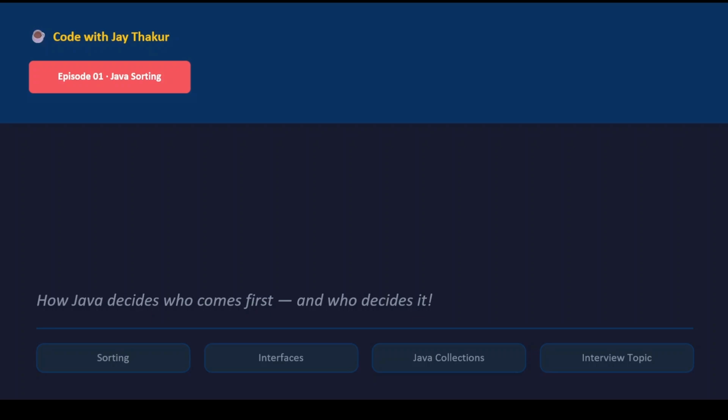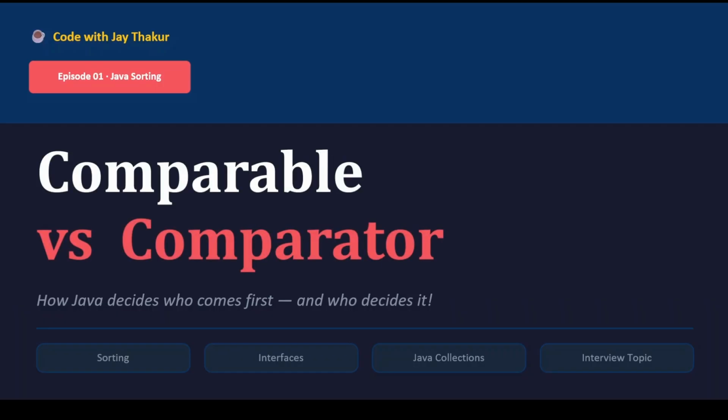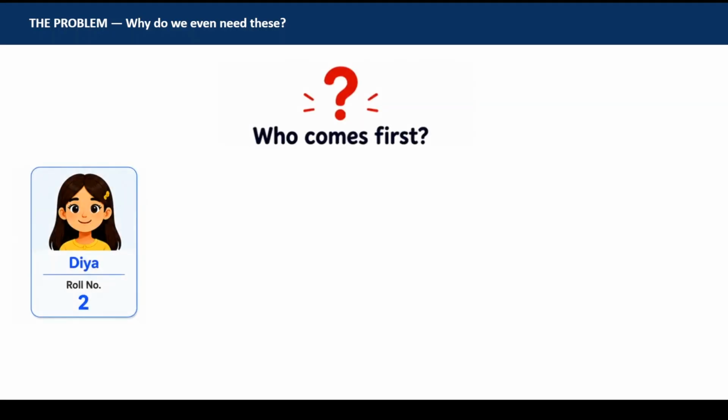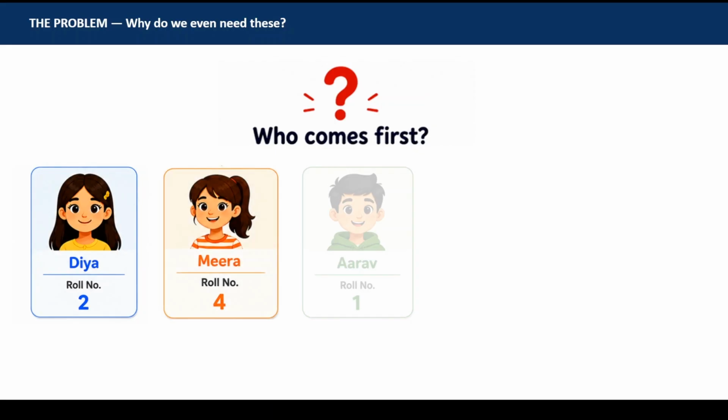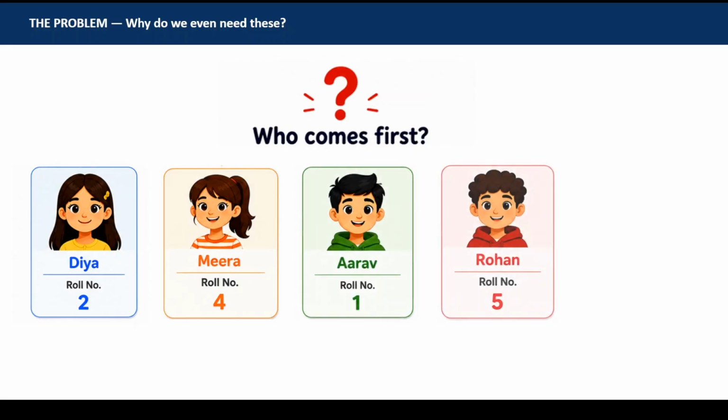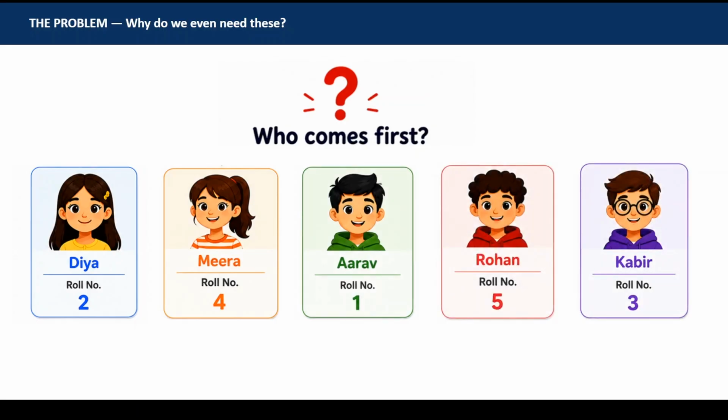Today we'll understand one of the most asked Java interview questions, which is Comparable versus Comparator. Don't worry if you are new to Java, we'll understand this topic in the simplest way possible with just one example. Let's begin. Suppose we have 5 students, and these are the 5 students standing randomly: Divya, roll number 2, Meera, roll number 4, Arav, roll number 1, Rohan, roll number 5, Kabir, roll number 3.